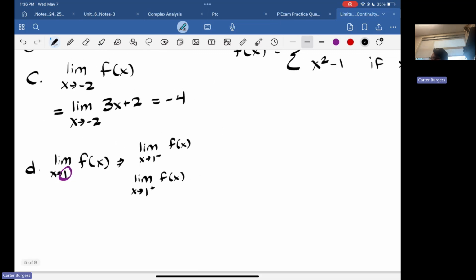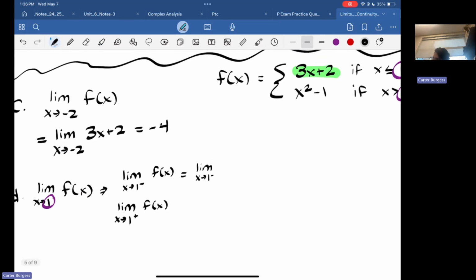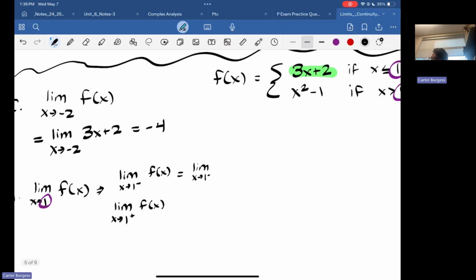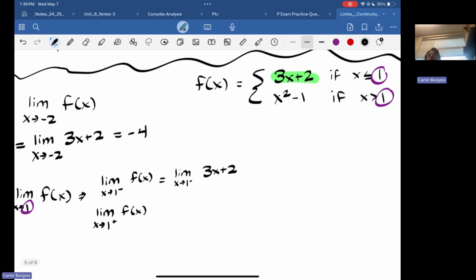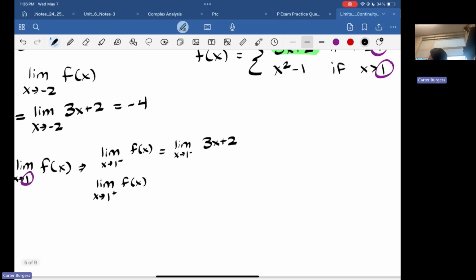Okay. Which function are we going to be using? Which definition, if I am to the left of 1? Top one, 3x plus 2. If I'm slightly to the left of 1, then I will be less than 1, 0.999999. And which definition will I use when I am slightly to the right of 1? The bottom one. Okay. Do either of these have domain issues?